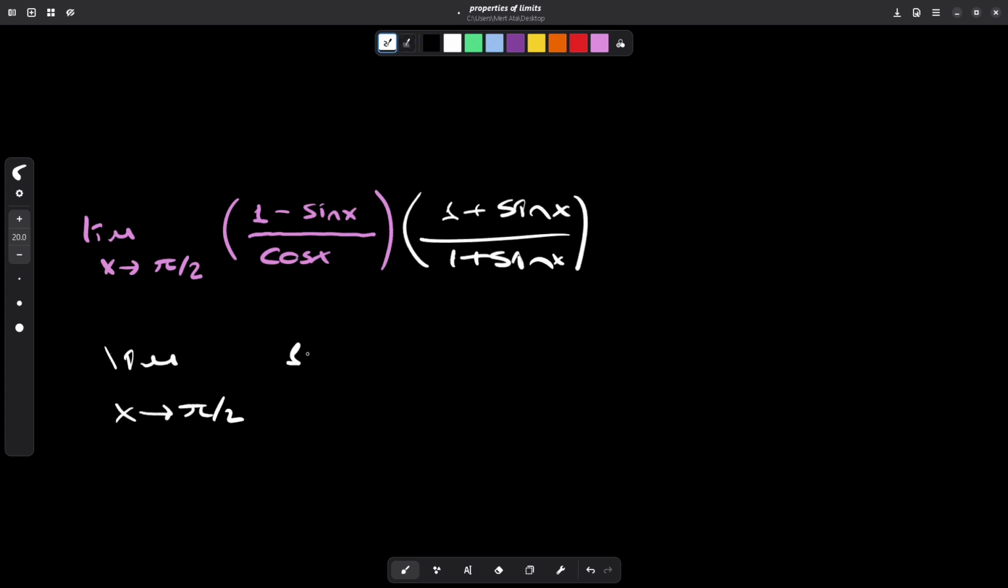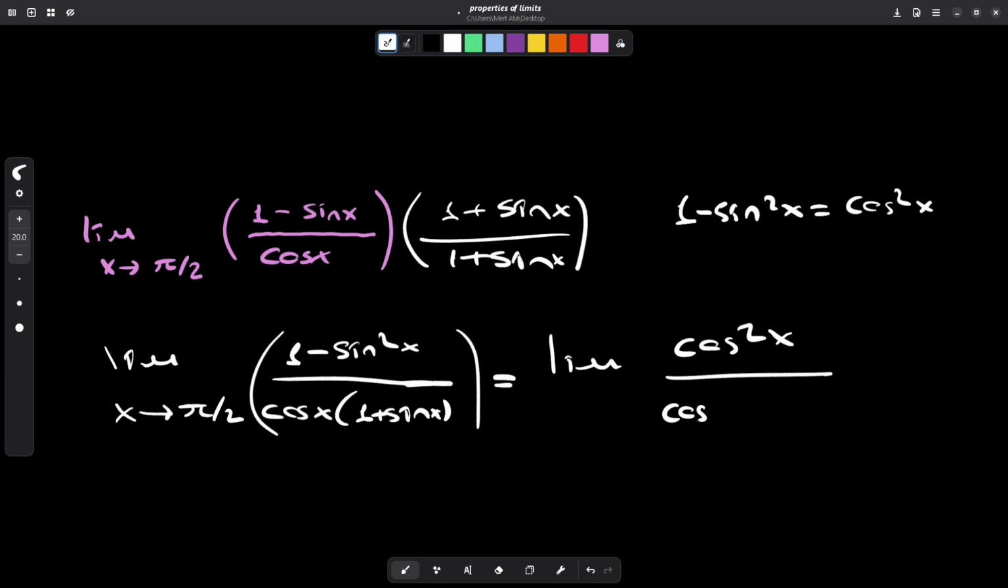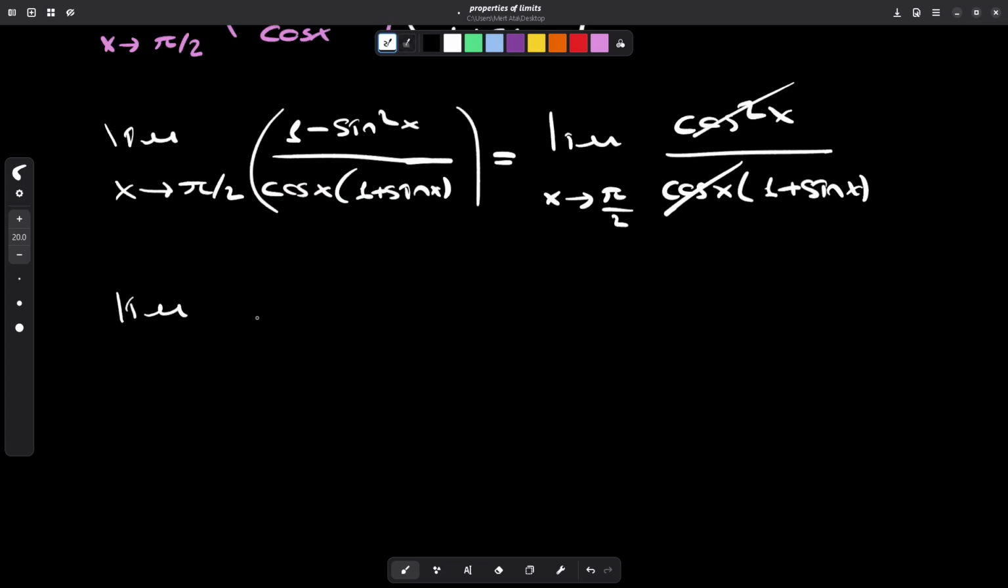Difference of squares, so therefore 1 minus sine squared x over cosine x multiplied with 1 plus sine x. I still have work to do. What is it? 1 minus sine squared x is equal to cosine squared x. Limit of cosine squared x over cosine x multiplied with 1 plus sine x as x approaches pi over 2. I can simplify one of the cosine x's here. Limit of cosine x over 1 plus sine x as x approaches pi over 2.